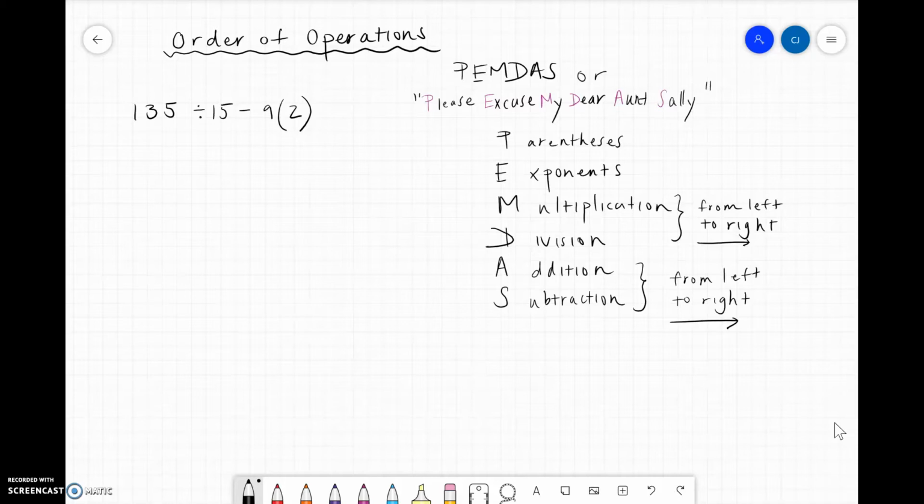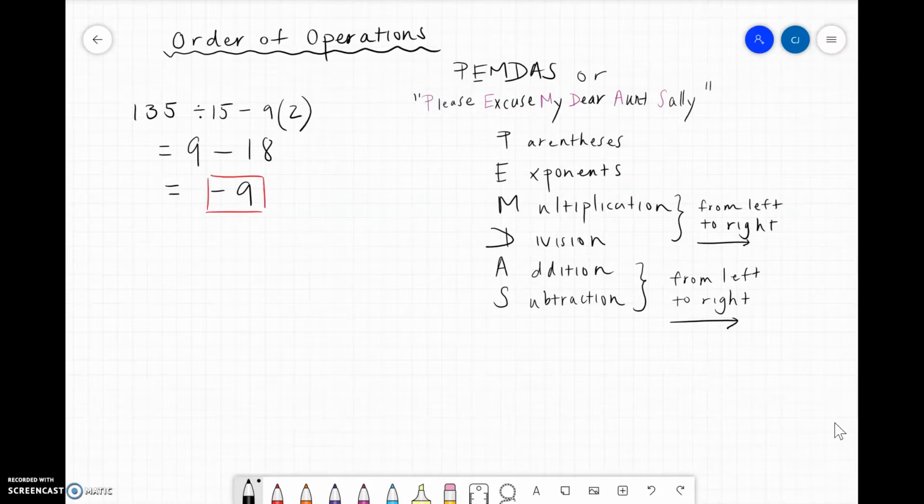So 135 divided by 15 is going to give us 9. And 9 times 2, that is 18. And so 9 minus 18 is equal to negative 9. And that is our answer.